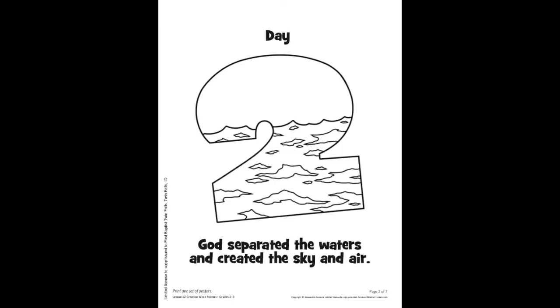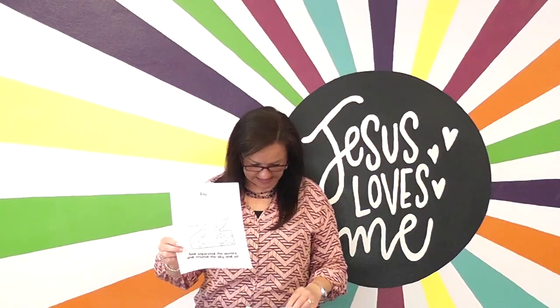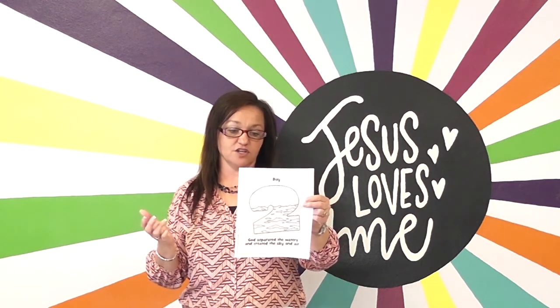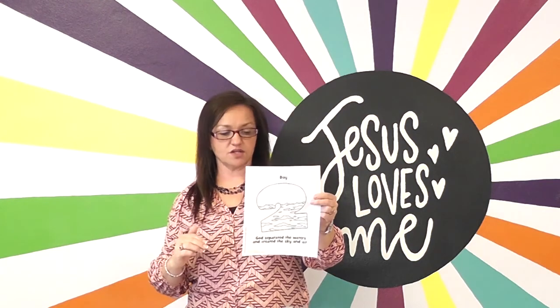We're going to read Genesis 1:6. In Genesis 1:6, it says this, then God said, let there be a space between the waters to separate the waters of the heavens from the waters of the earth. What did God create on day two? A space between the waters. Now there was a lot of water at first when God created the space between the waters above and the waters below. We usually call this space the sky or the atmosphere.